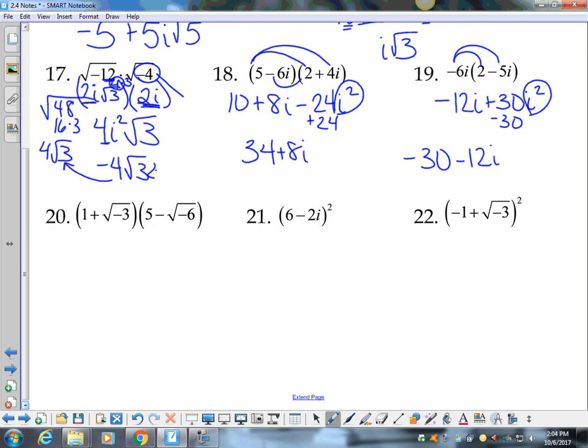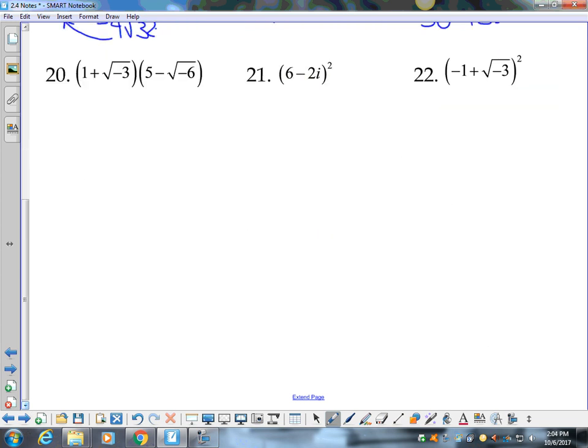Okay, number 20. Now remember what I said. You cannot lobster. You can't do anything if you have negatives up under the root, so I have to clear that out first. And there are no squares in 3 and there are no squares in 6, so I can't pull any squares out. But I can't do anything until I pop the i's out.